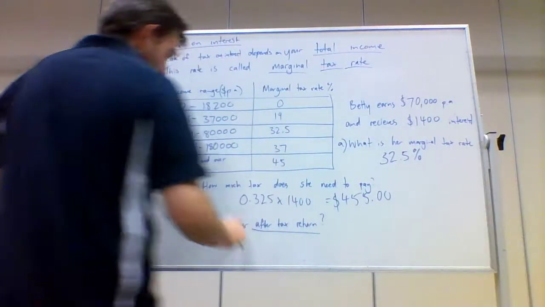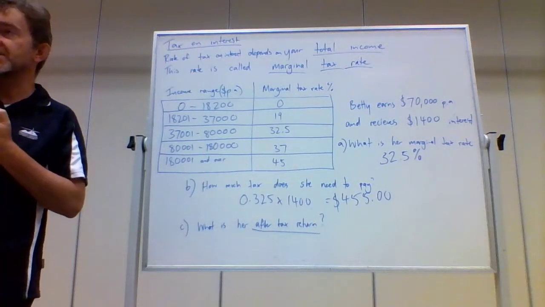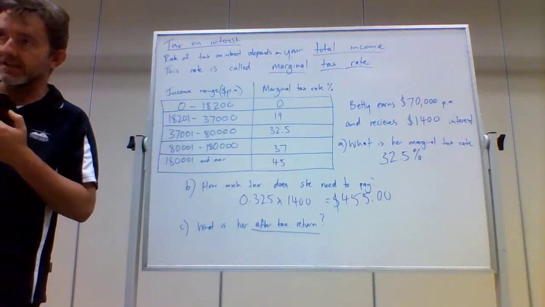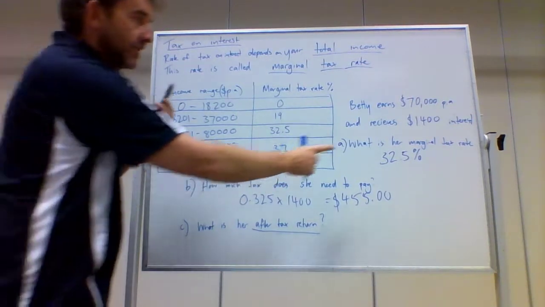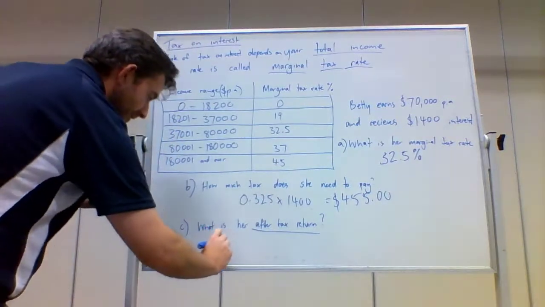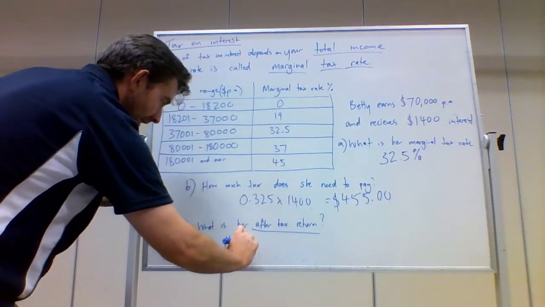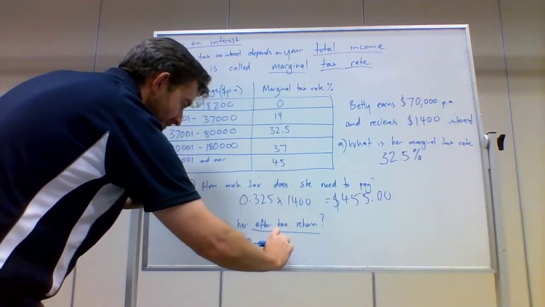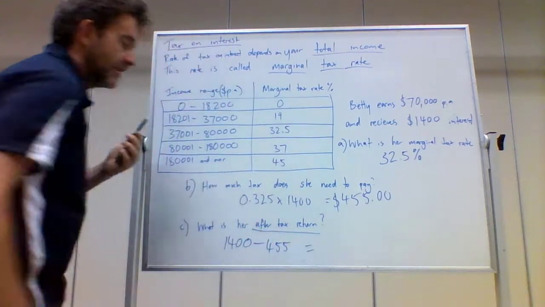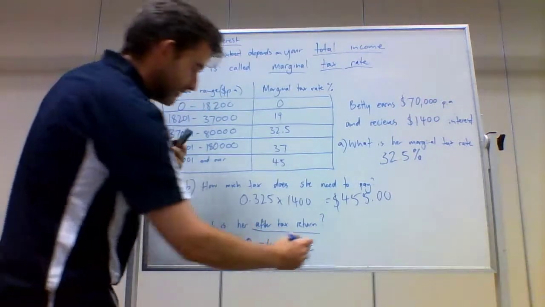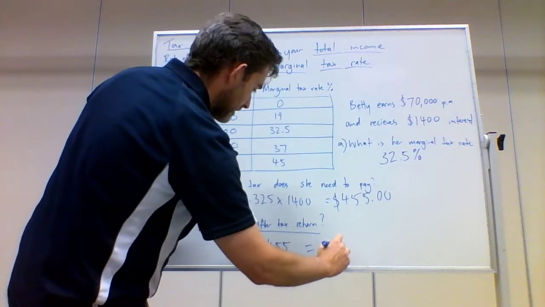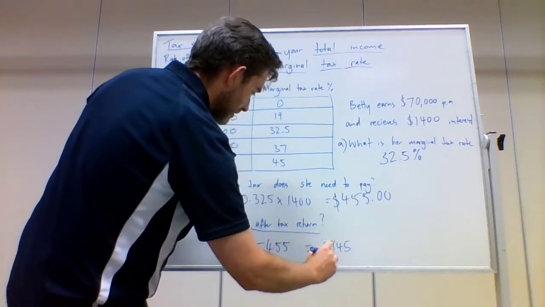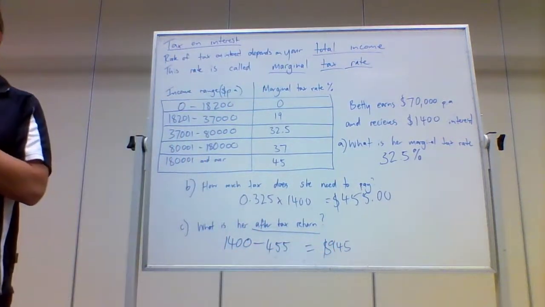All right, so what is her after-tax return? That means how much money is she actually going to make from this investment after she's paid tax? So we get her $1,400 and we subtract the 455. And so if we do that, it'll be $945. Okay, that's how much money she's actually going to make from the investment.